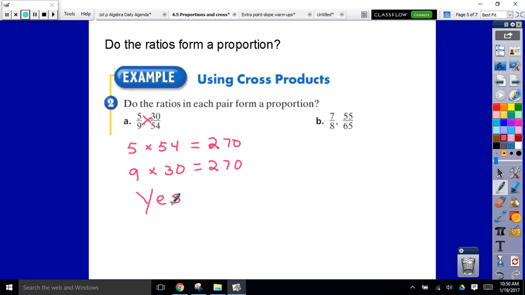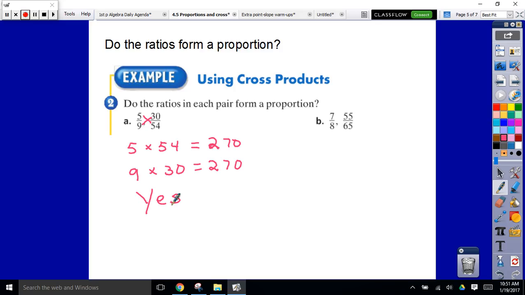And we could do this the other way that we learned about with equivalent ratios. You could do 5 divided by 9 and 30 divided by 54. You're going to get the same answer too. But for today, I want you to use cross products. I want you to get used to using the cross products. Okay, letter B.